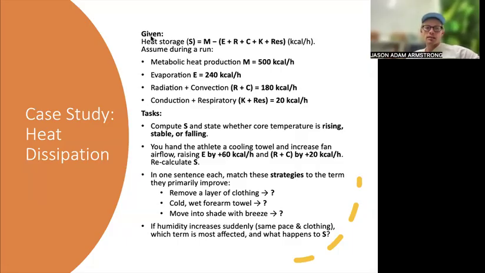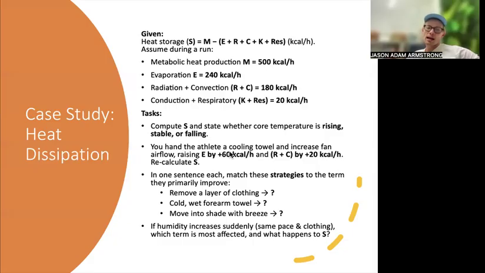So I'm giving you the equation, right? So heat storage, metabolic heat production, evaporation, radiation, conduction, or no, this is convection. This is conduction and respiratory, okay? And it's in kcals per hour. So metabolic heat production, evaporation, radiation, conduction, and respiratory. Okay, and what I want you to do is compute S and state whether the core temperature is rising, stable, or falling. Okay, that's your first task.